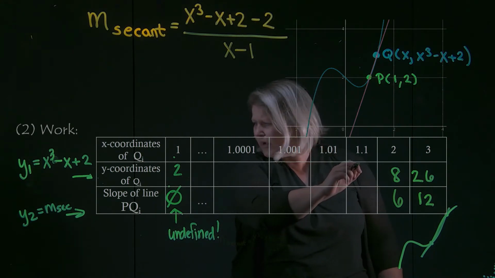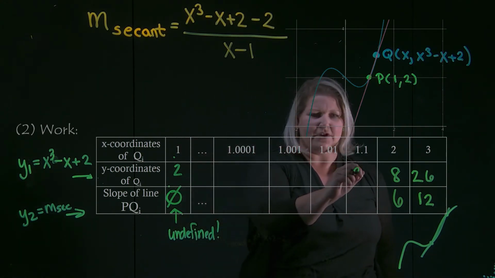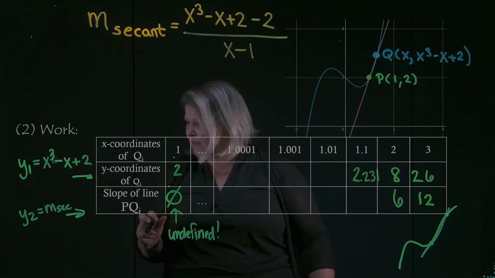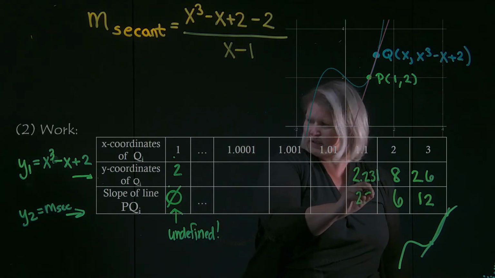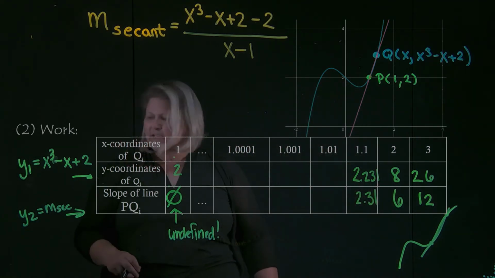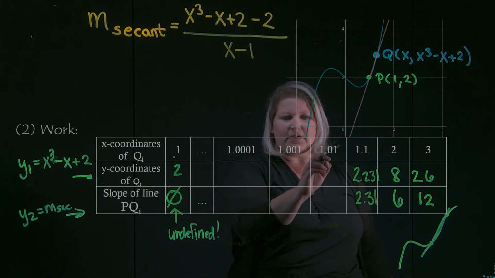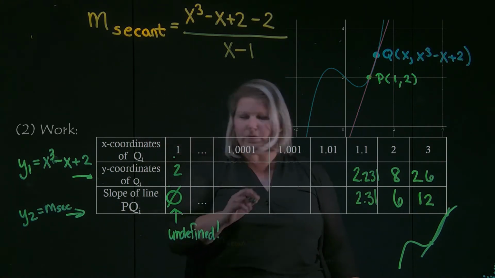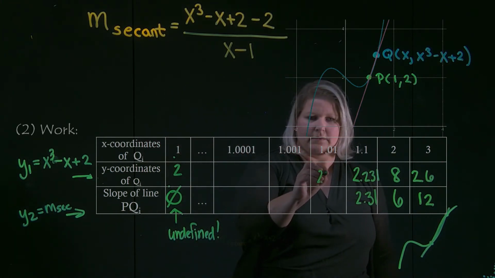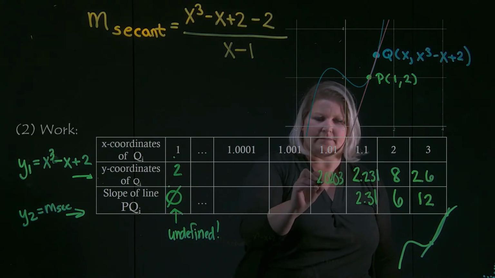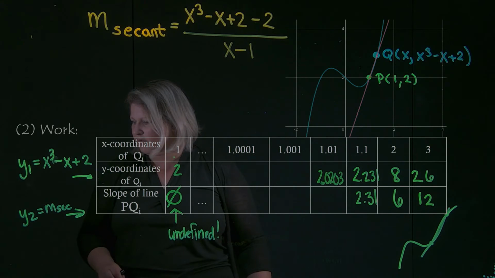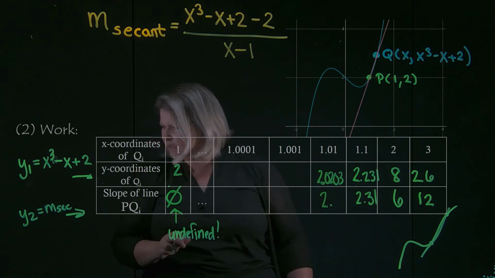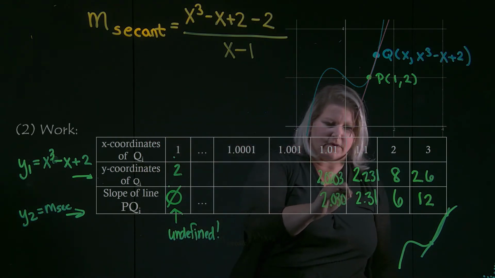I'm going to plug in 1.1, and looking at my notes, I have 2.231. Then I find the slope between those two values, and I get 2.31. Next, I plug in 1.01 for my x-coordinate, and in my original function the y value is 2.0203. And when I look at the slope between those two, I get 2.0301.